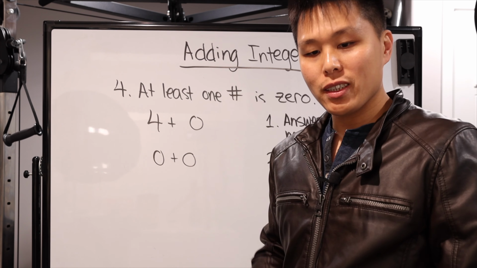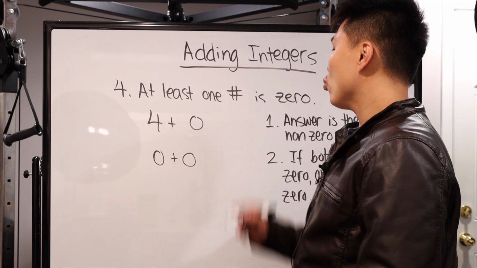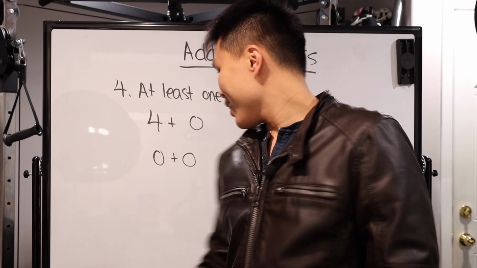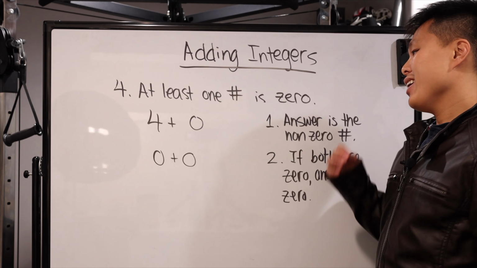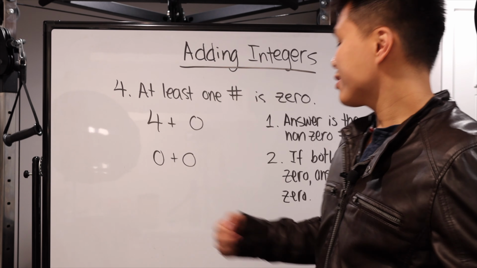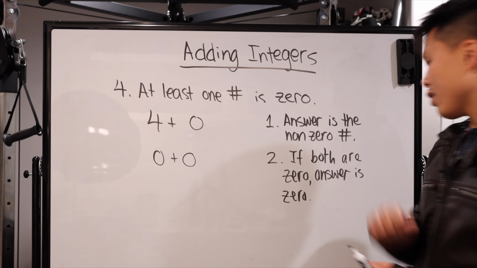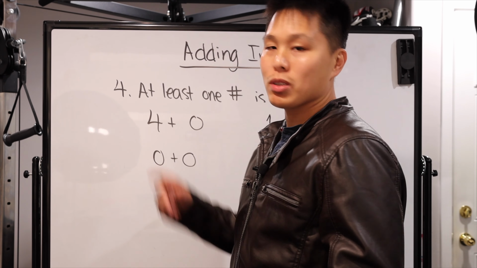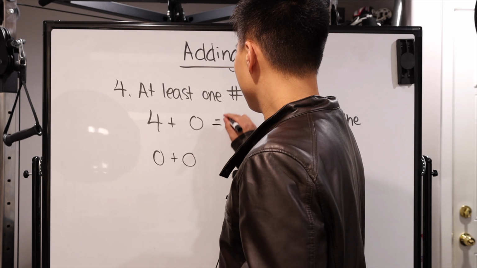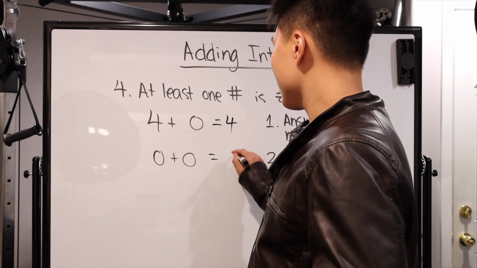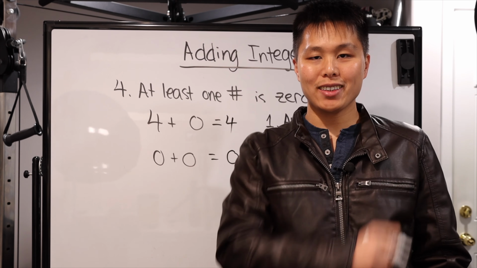The fourth case is by far my favorite. At least one of the numbers is 0, and this is by far the easiest one, right? So the answer is the non-zero number if you're adding 0. If both are 0, then the answer is 0. So in this case, there is a non-zero number, which is 4. So the answer in this case is 4, plain and simple. And since both are 0, the answer is 0. Just like that, that is case 4.